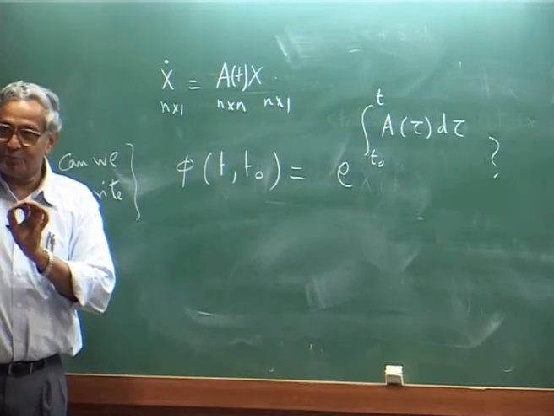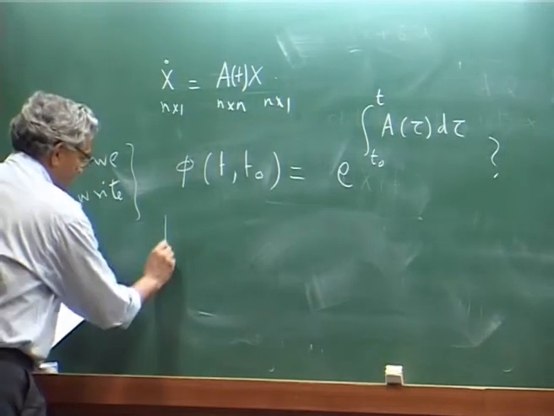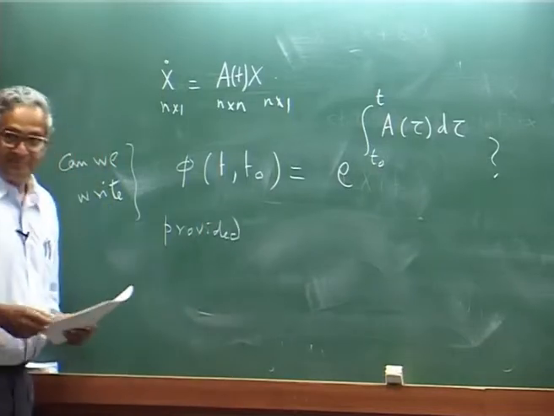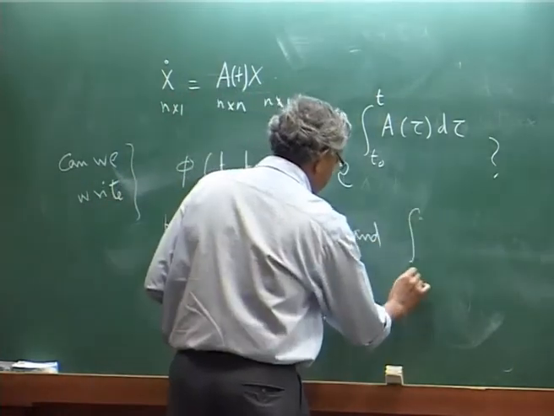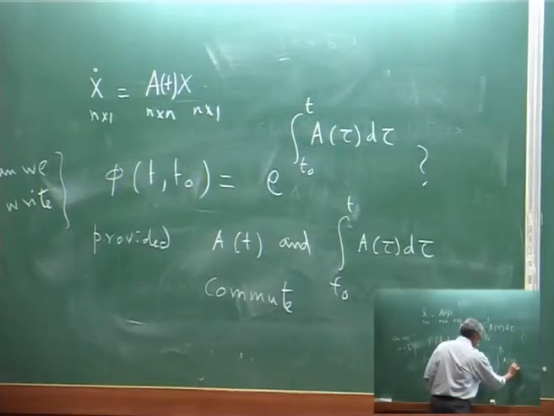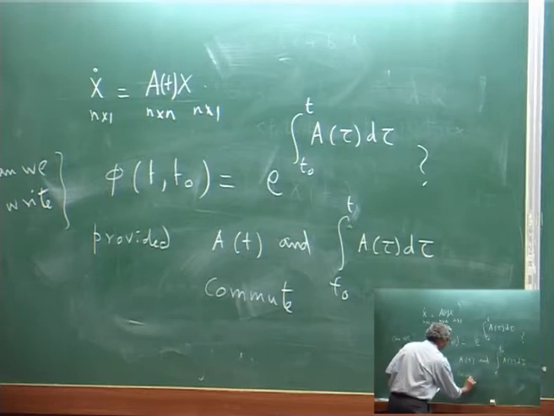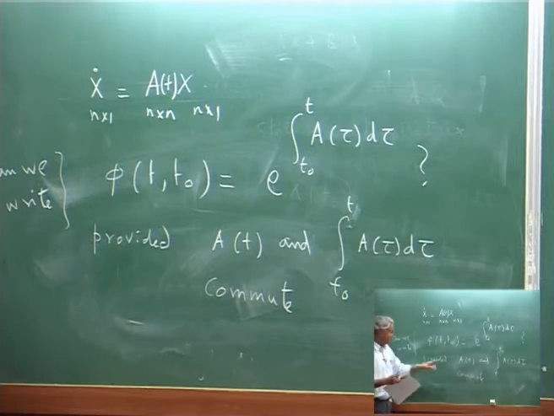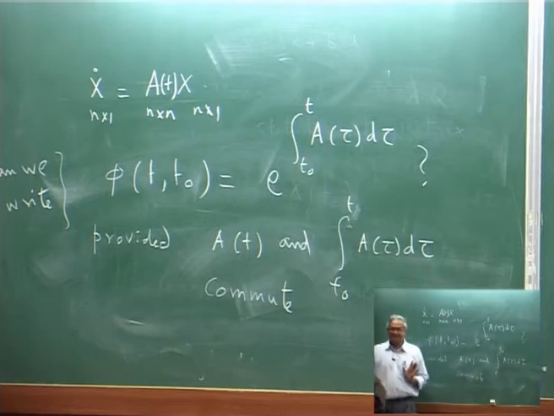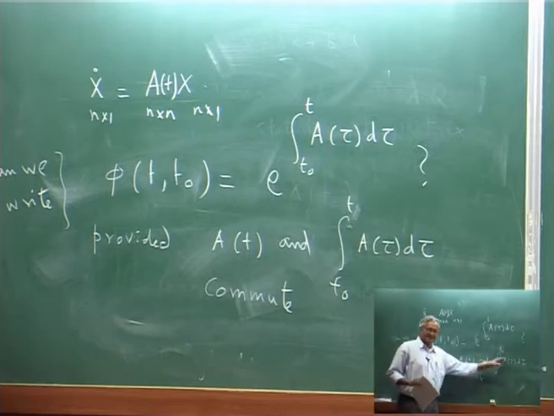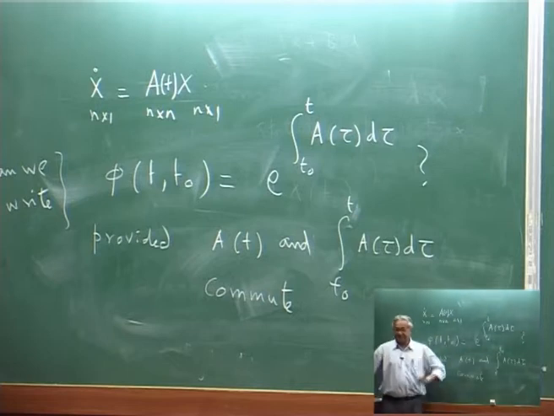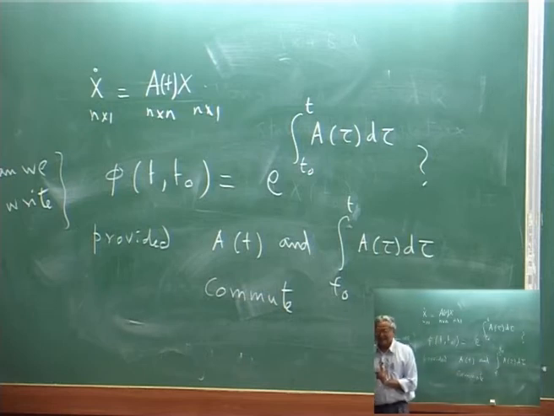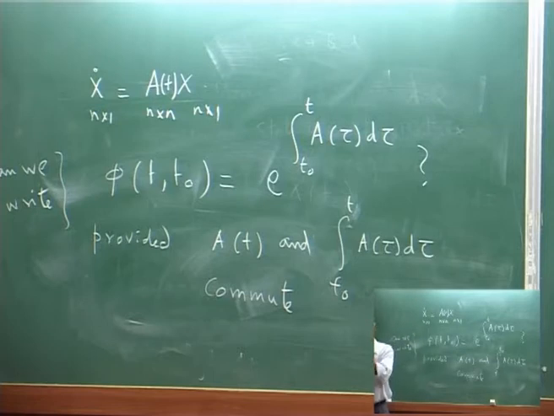You can write it provided that a of t and the integral commute. Please note, provided a t and this commute. Commute means this times this is equal to that times this, a b equal to b a. Only if they commute, otherwise you cannot do it, but it is possible only when a is constant or if a is diagonal, otherwise you cannot do it. For a general case, you will not say a b equal to b a.